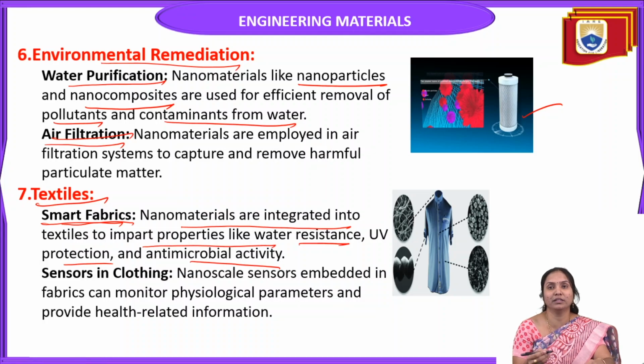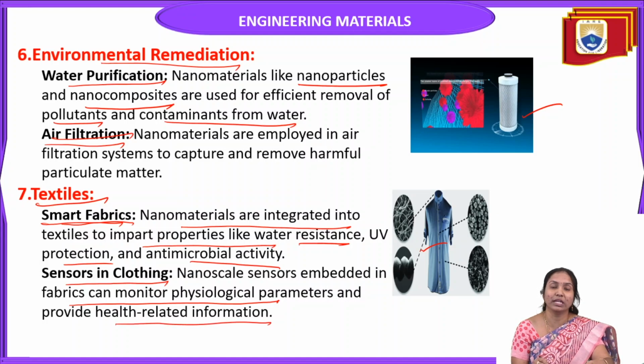So which type of properties improve here? For example, water resistance, antimicrobial activity and UV protection. For that purpose we are using nanomaterials for synthesis of smart fabrics. And also they are used for sensors in clothing. Nanoscale sensors embedded in fabrics can monitor physiological parameters and provide health related information. So the textile industry also prefers these nanomaterials.